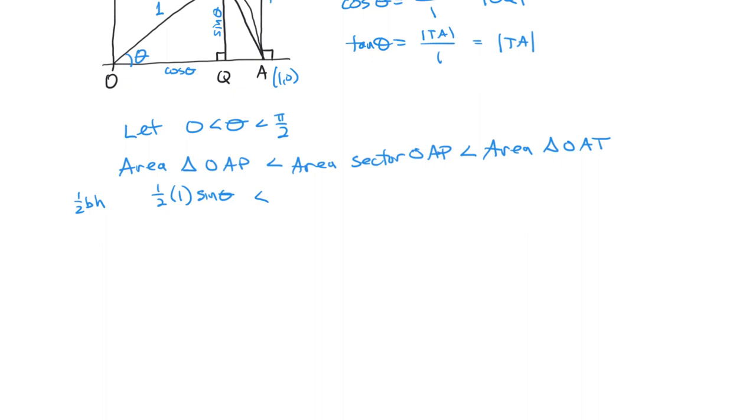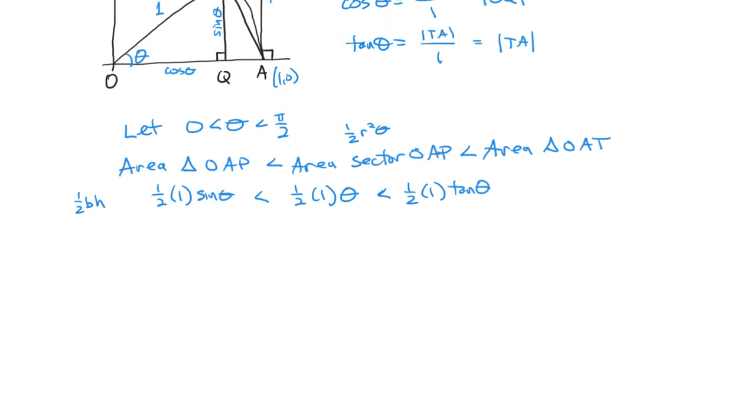And here's where that formula from above comes in for the area of a sector. Remember, the area of a sector is 1/2 r squared theta. So in this case, it's going to be 1/2, and the radius squared is just 1 squared, so it's just 1, and then theta. Then we're saying that this is less than the area of triangle OAT. Well, that's going to be 1/2. The base is still 1, because this is triangle OAT, and then the height here is going to be tangent theta.